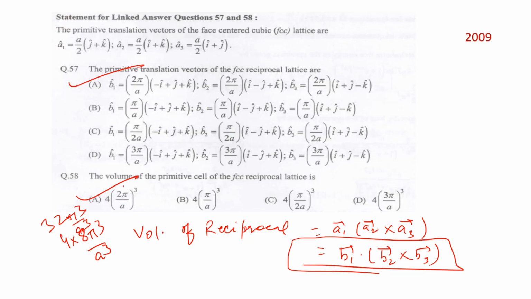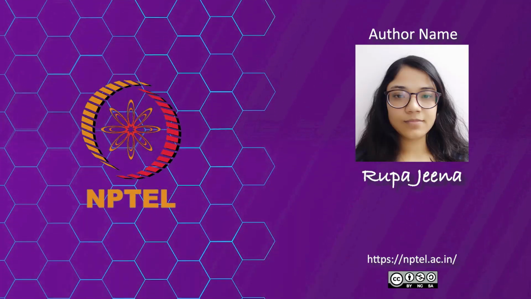Either you can solve it in this way, or you can find B1 dot B2 cross B3. You have just found B2 and B3, so do the cross product of B2 and B3, and then dot what you got with B1 and you will get the answer. The answer will be the same. I hope everyone understood this question. So thank you.